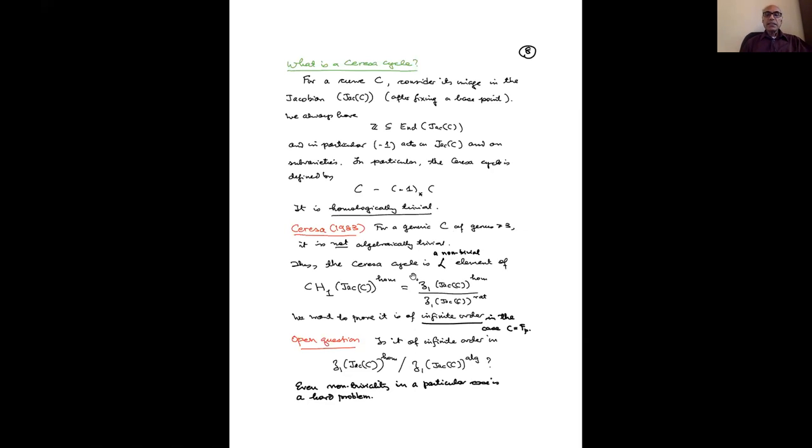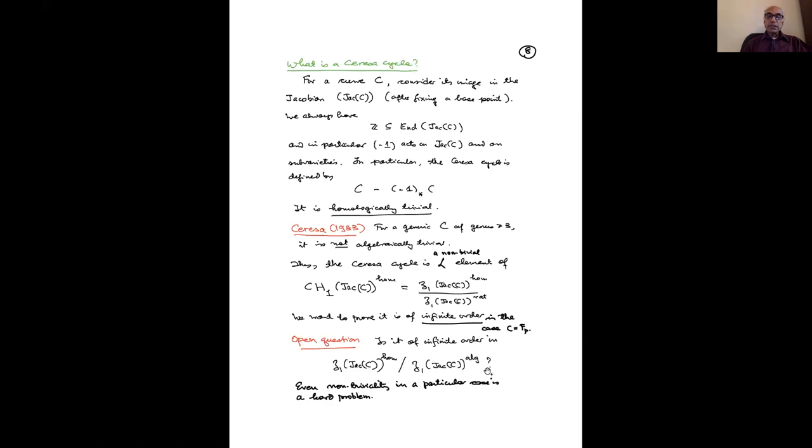But in any case, the Ceresa cycle is a non-trivial element of Chow^1_hom, the Chow group of homologically trivial one-cycles on the Jacobian of C modulo rational equivalence. And what we want to do is prove it's of infinite order in the case that the curve is the Fermat curve of degree p. Okay, that's what we're trying to do.